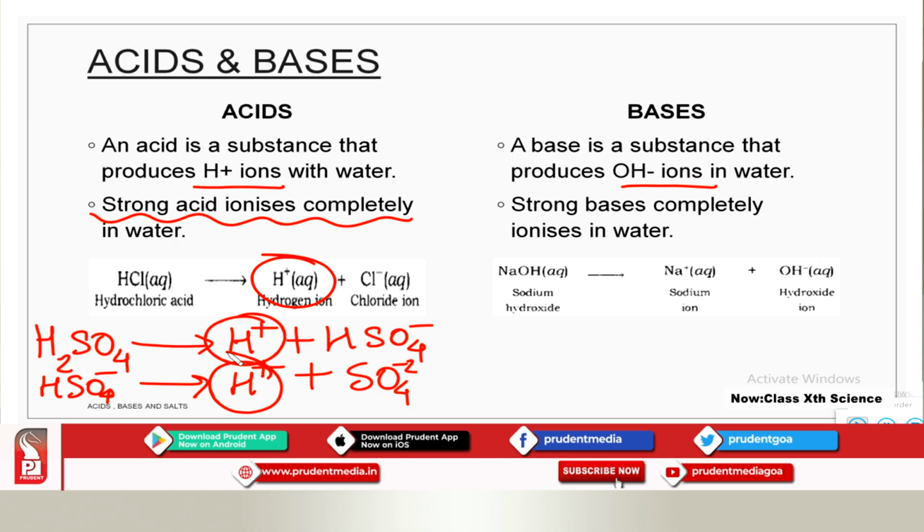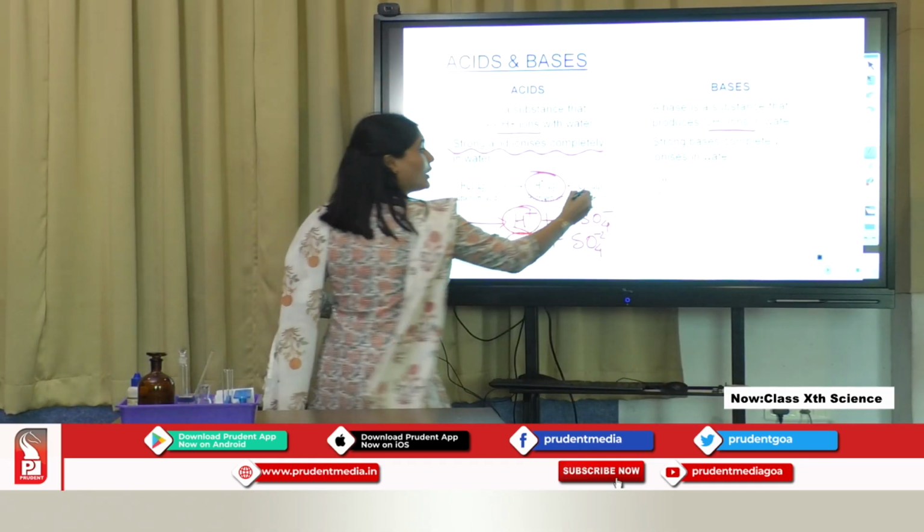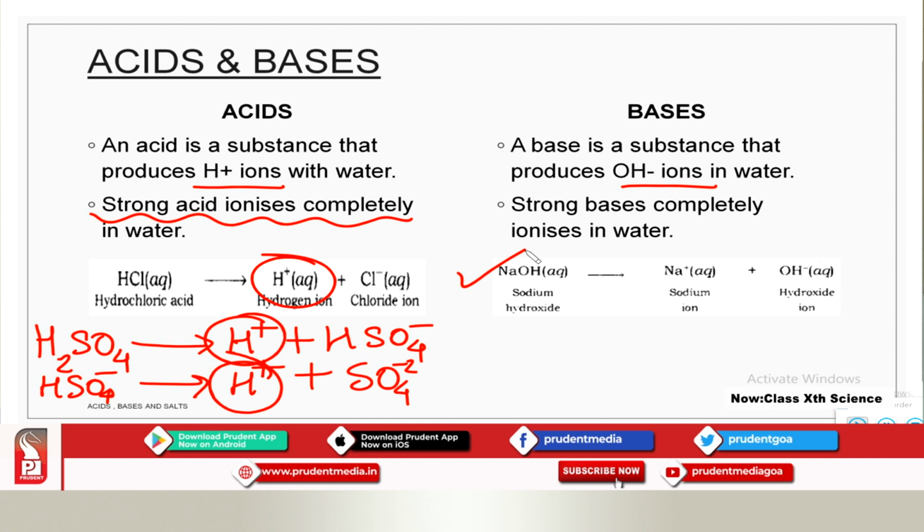Among bases, strong bases again completely ionize in water, and one of the strongest bases is sodium hydroxide, also known as caustic soda, which dissociates to give you sodium ion and hydroxide ion.